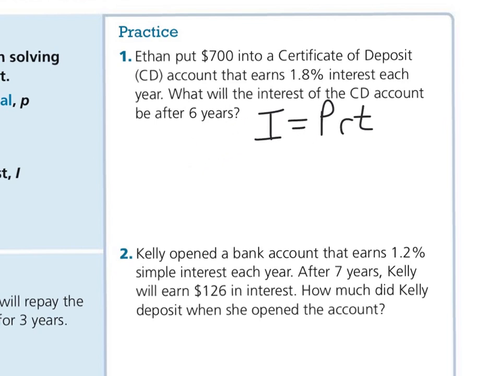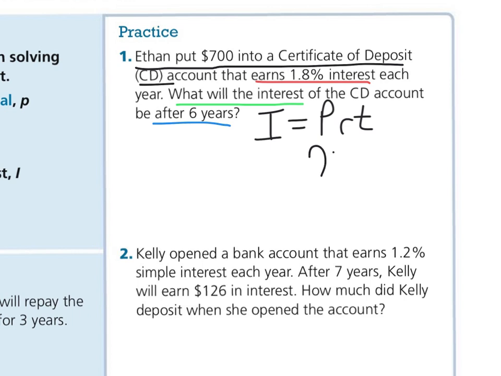So again, I encourage you to write the formula down every time you do the problems, and then you can substitute into that formula. So number 1, Ethan put $700 into a certificate of deposit or CD account that earns 1.8% interest each year. What will the interest of the CD account be after 6 years? So you can kind of look at the different parts here and think about what we're trying to find.